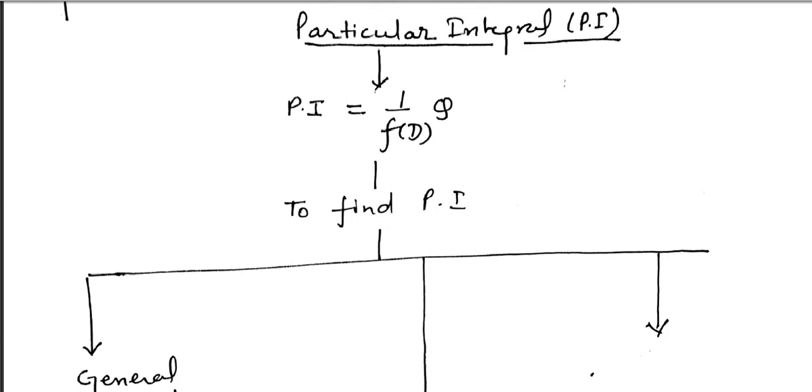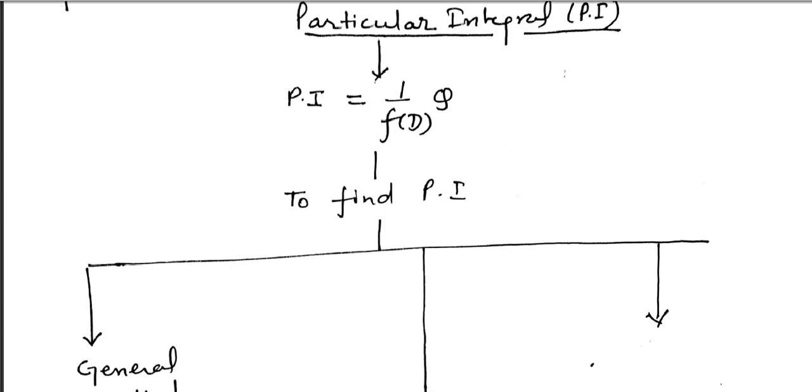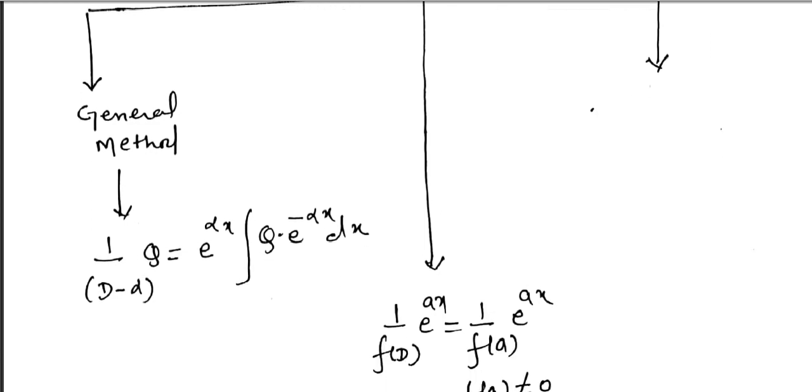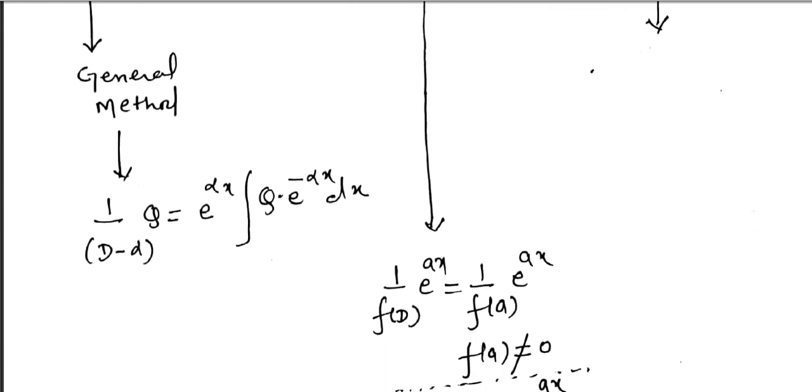So basically, generally, PI, the particular integral, is equal to 1 upon f(D) into Q. Q we already discussed many times in this video. Q is equal to the RHS term in the given problem. So to find PI, there is one general formula, general method, and some shortcut method. So look at the screen.